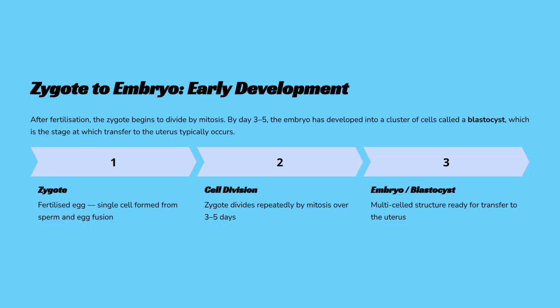This slide illustrates early development. After fertilization, the zygote divides by mitosis. By days 3 to 5, it forms a cluster of cells called a blastocyst, which is the typical stage at which the embryo is transferred into the uterus.